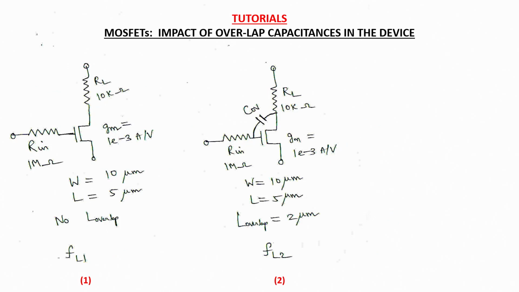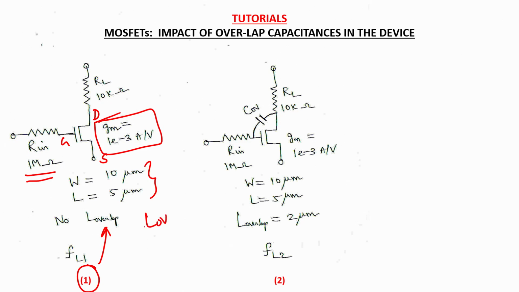So this is nothing but a common source topology with a resistive load, this being the source terminal, drain terminal and the gate terminal. You are given that the input resistance here is 1 megaohm and there is a resistive load of 10 kilo ohms. We have just shown a part of the circuit. The transconductance turns out to be 10 power minus 3 amperes per volt, and you are given the aspect ratio. For this amplifier 1 you do not have any LOV, which is nothing but the overlap length in the device, and you have another amplifier circuit with the same configuration but with an additional overlap length of 2 microns.